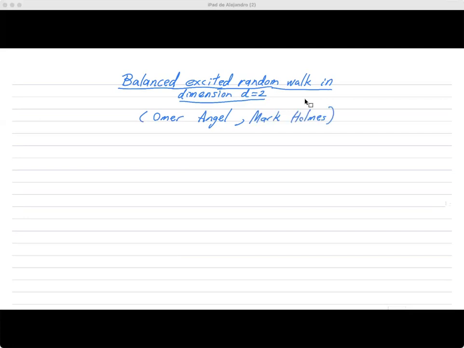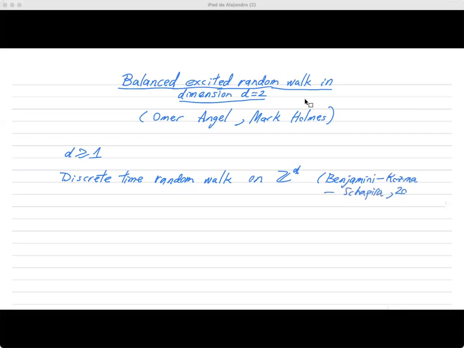I will begin with a definition for any dimension. It's a discrete time random walk, which is moving on the lattice. It was introduced by Benjamini, Kozma and Shapira in, I think, 2011.